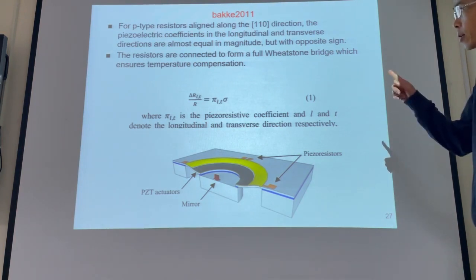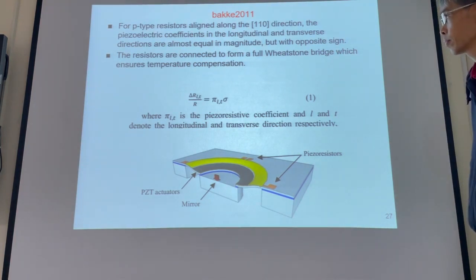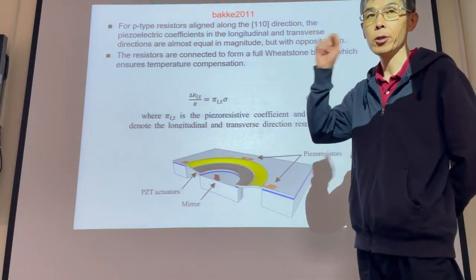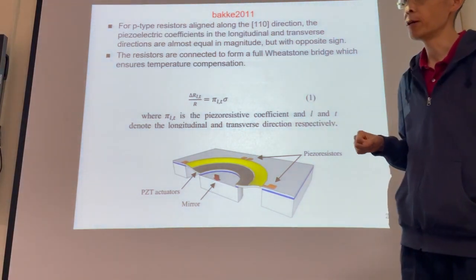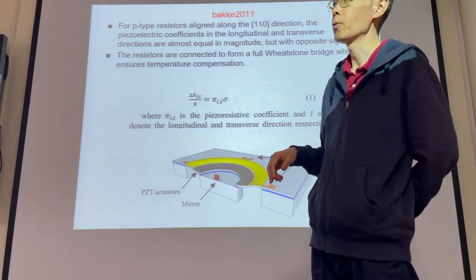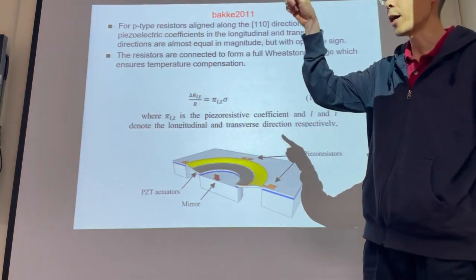Ami, could you read the second point? The resistors are connected to form a 4-resistor Wheatstone bridge, which ensures temperature compensation. Thank you. We have half Wheatstone and full Wheatstone. For the half Wheatstone, we just have one R.